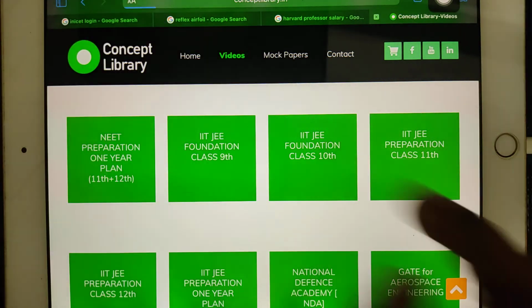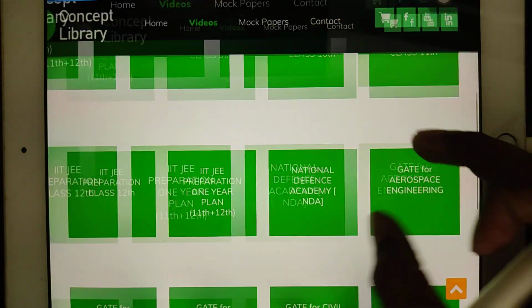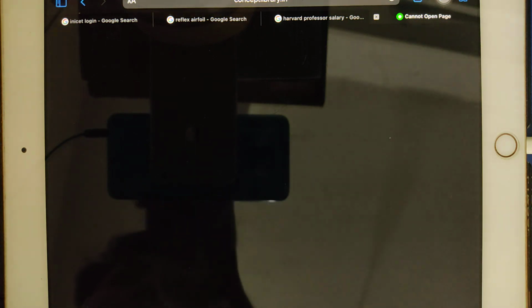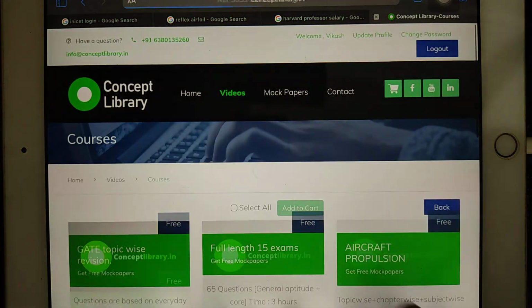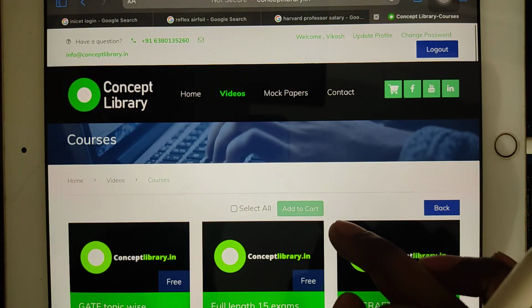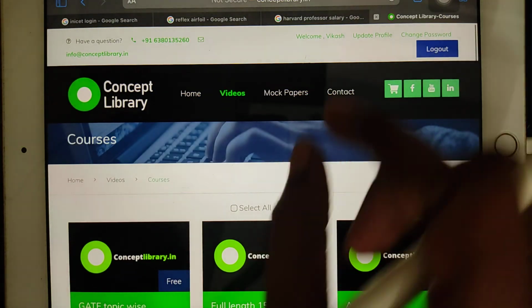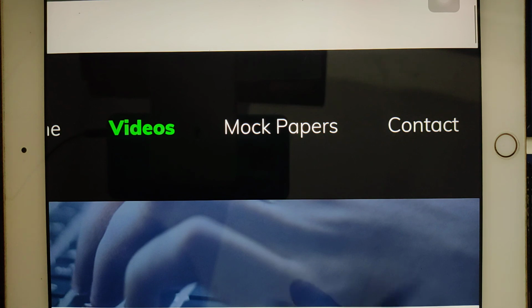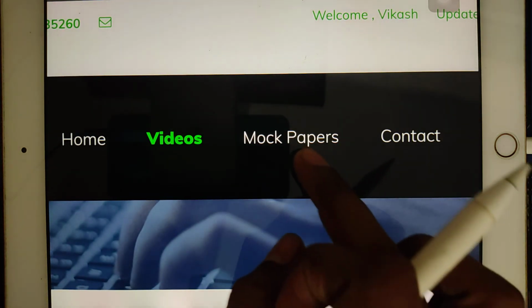So the main point is you open GATE Aerospace. You can see the 12th folder is for GATE Aerospace. Go to this, and after this you can see you have all the courses, all the test series here. You can see here you have videos and you have mock papers. Videos I am giving on Drive, all the videos, so you have to go to the mock papers.